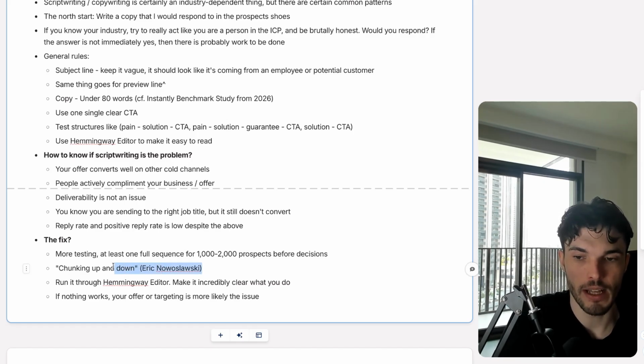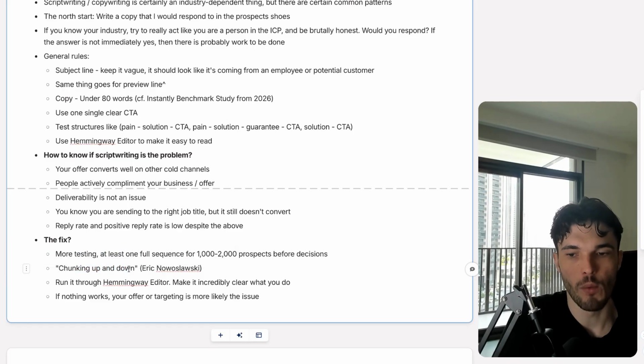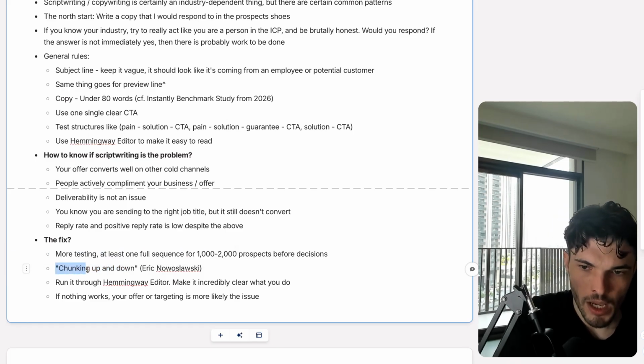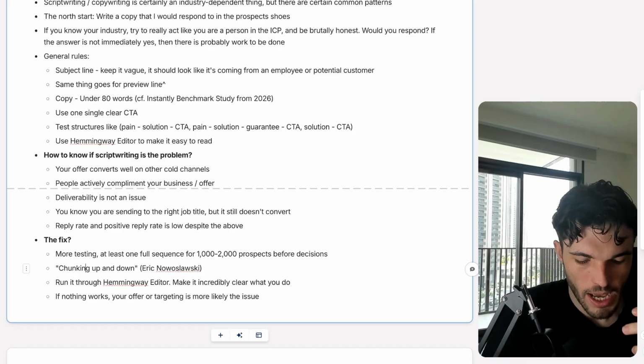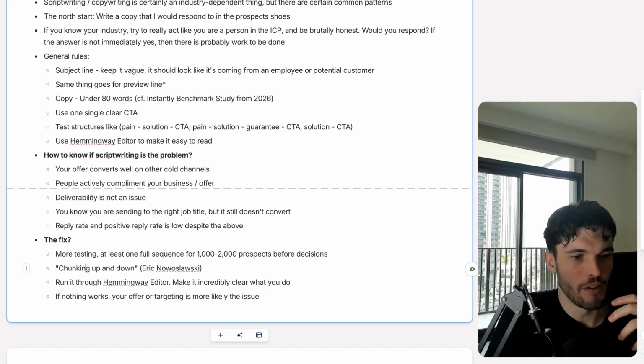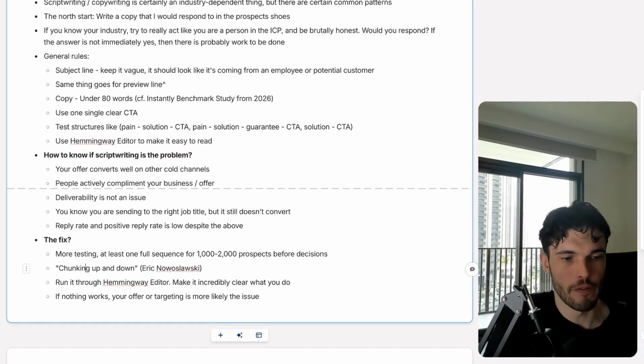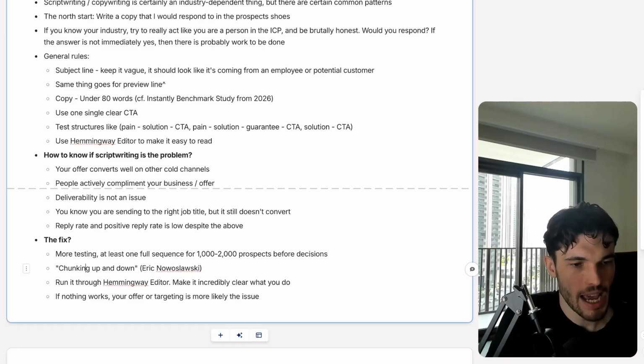Also, one concept that you definitely need to try is from Eric Novoslavsky. I'll give him credit for this. It's chunking up and down. Basically, what is meant by this is you can have a copy that is very focused on the benefits of what you do, which is the conventional sales wisdom: that you want to focus on the benefits and not the features, right? This is the common saying in sales.